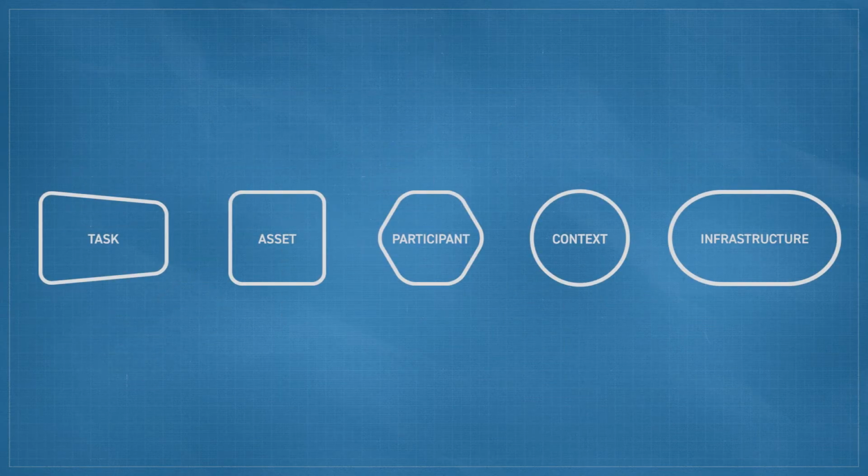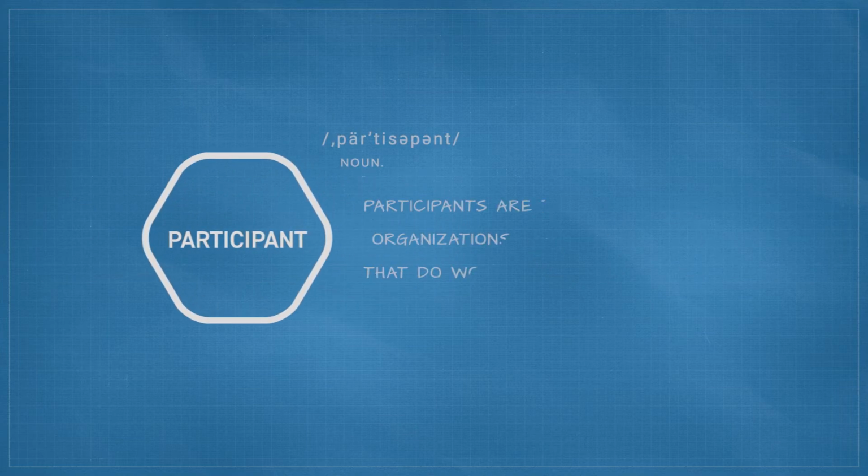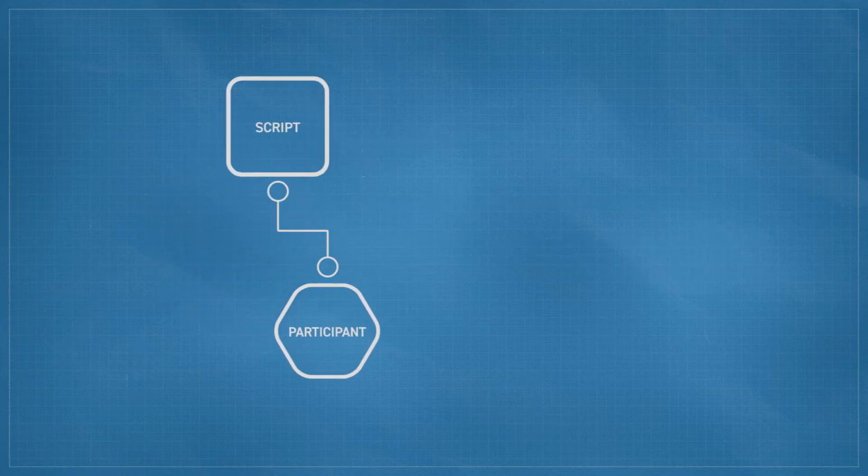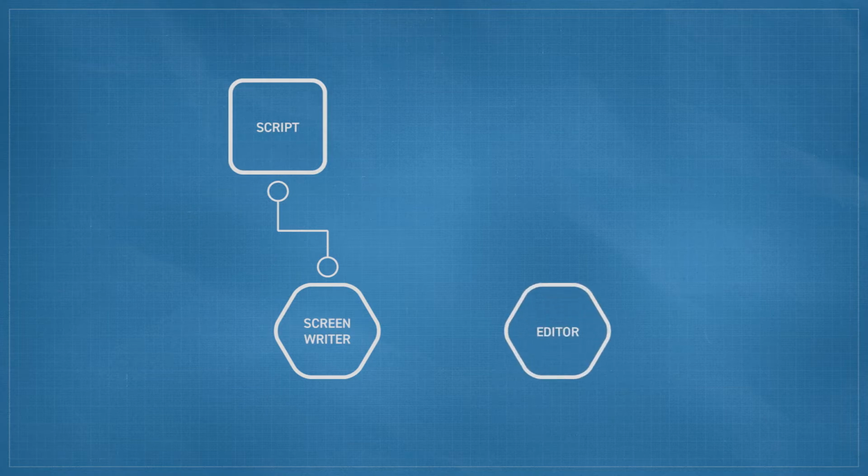Sometimes we want to show who is going to do something in a workflow. For that, we use the participant shape, which is a hexagon. A participant might be an individual user, or it can be used for a collection of users like a department or even a vendor. For example, you can show that the script is being created by the screenwriter and the editor is creating the audiovisual files.